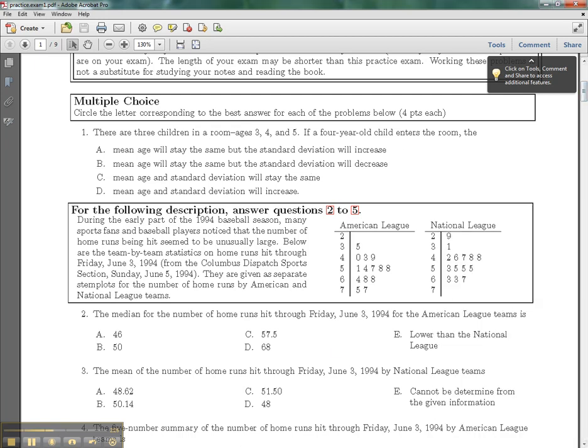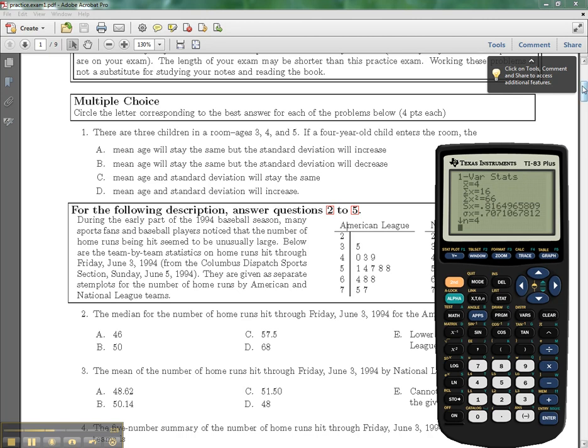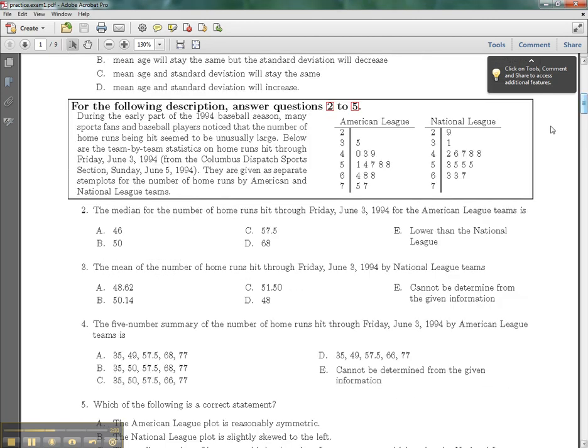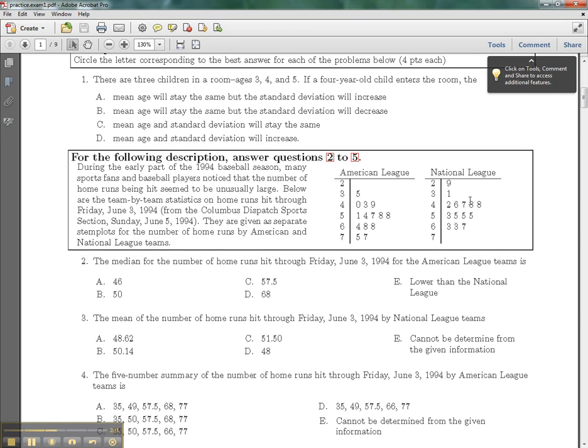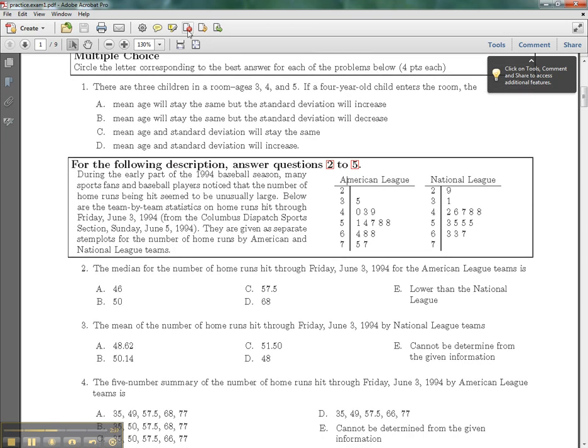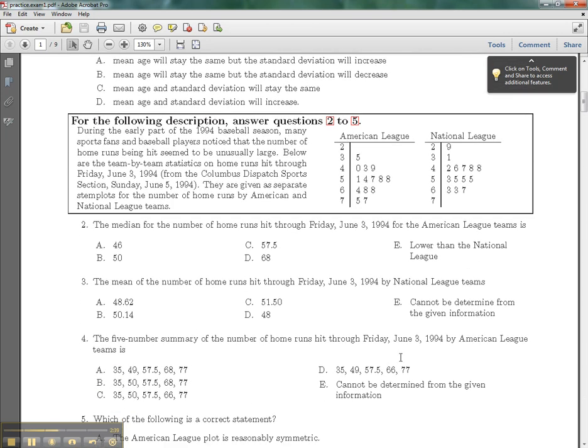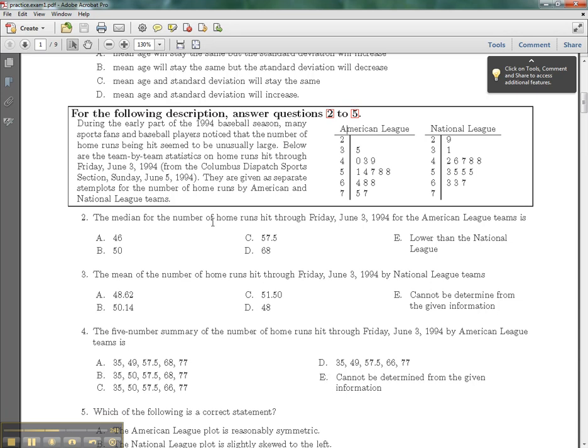But conceptually, if you don't get it, keep thinking about it and keep reading. It should make sense eventually. And if it doesn't, then solve these kinds of questions out and just do it, just like what we did just now. All right, number 2.